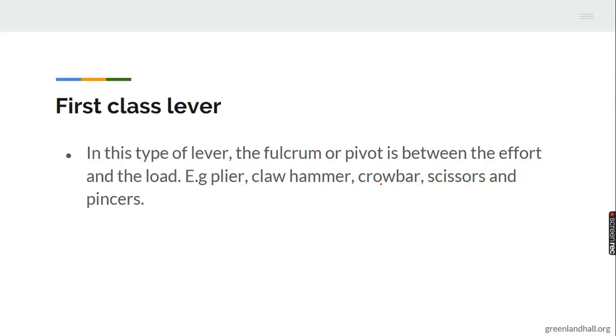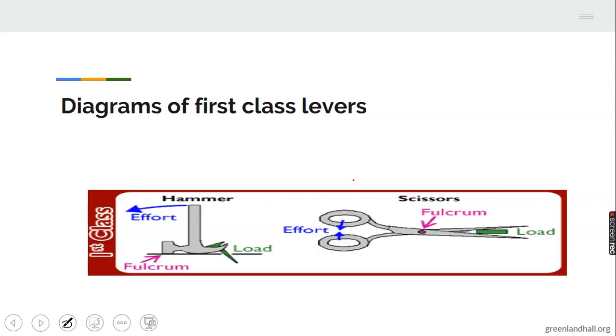So let's look at the first class lever. In this type of lever, the fulcrum, or the pivot, is always between the effort and the load. Examples of first class lever are your plier, your claw hammer, the crowbar, the scissors, and the spencer. They are all examples of first class lever. Now, this is a diagram of first class lever. You have a hammer there and you have scissors. Hammer and scissors belong to first class lever.